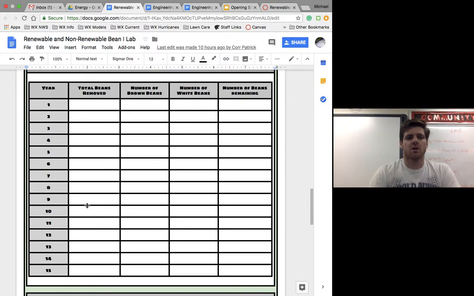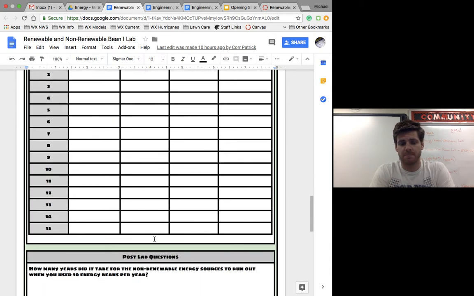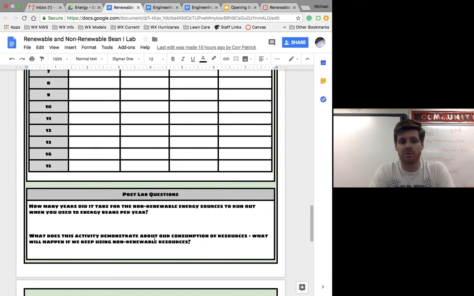Okay, so again, you got 100 beans in the bag. 90 of them are brown, 10 of them are white. You're going to pull out 10. You are going to count the brown beans, count the white beans. You're going to cast the brown beans aside, and you are going to put the white beans back in, all the while filling out this table. At the end of it, there's a couple of post-lab questions.